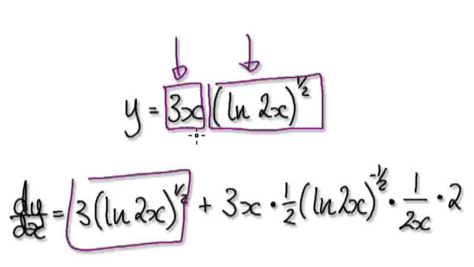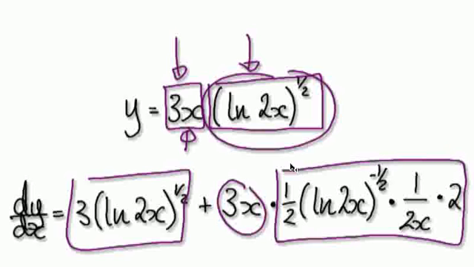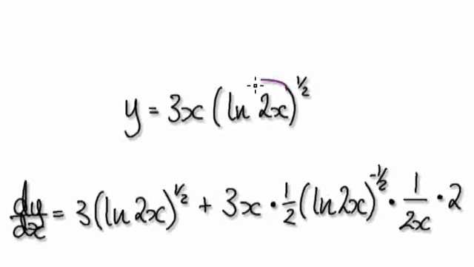That will then give you this. And then leave this the same, and then differentiate the whole lot. Differentiating the whole lot will give you this, because you've got to use the chain rule here.